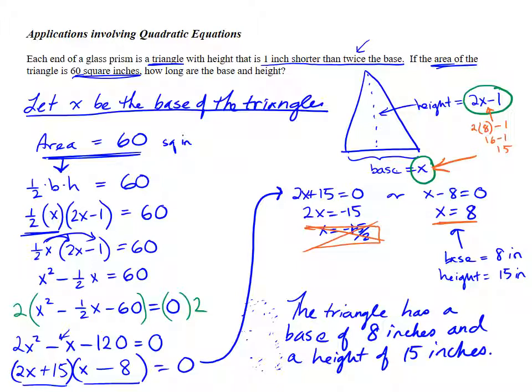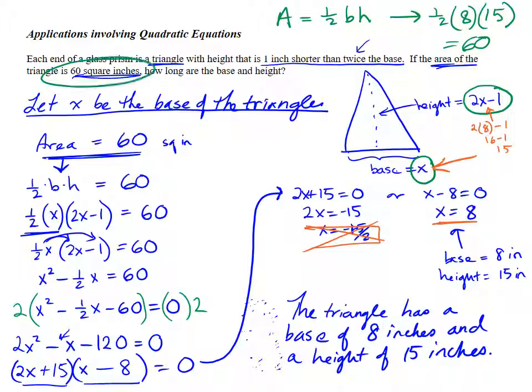One last thing on this problem. It's always a good idea to check your final result. Remember, this area formula for a triangle is 1/2 base times height. So if I wanted to double check that I've got the right area, I can take 1/2 times a base of 8 times a height of 15. You can throw that into your calculator or do it by hand. 1/2 of 8 is 4. 4 times 15 is 60. Remember, my area was 60 square inches. So that does check and make sense with the wording in the problem.